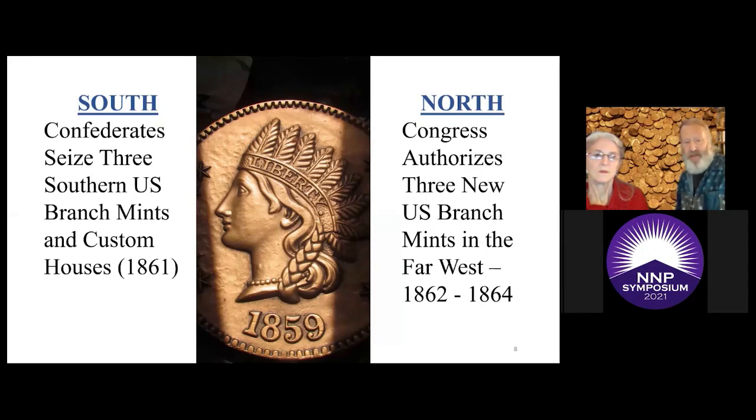But the bottom line is five mints were in operation in 1859 and 1860. They were San Francisco and Philadelphia, but in the South, it was Dahlonega, Georgia, Charlotte, North Carolina, and a truly huge mint in New Orleans. And in April 1861, three out of the five mints were in Southern hands. They were no longer producing money for the North. And that did, of course, create a huge shortage.